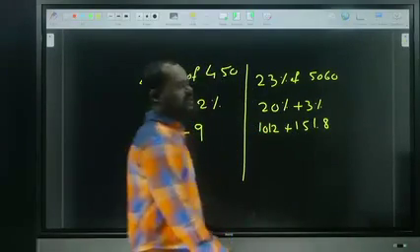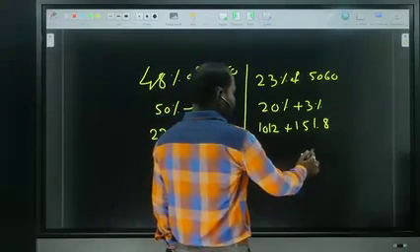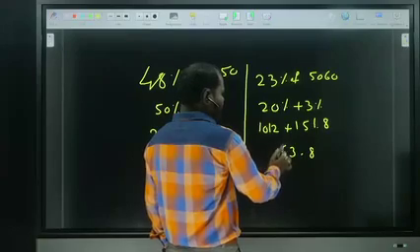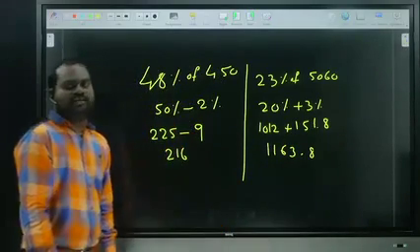151.8. 151.8. By adding both together, 0.8 is common. 1 plus 2 is 3, 5 plus 1 is 6, 1, 1. So what is the answer? 1163.8. Is it clear?